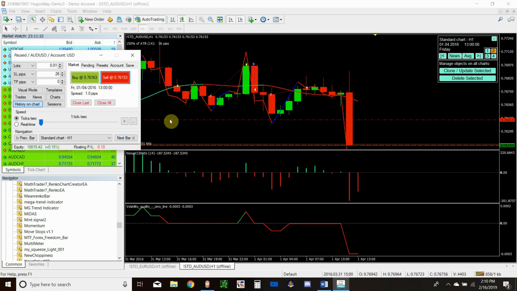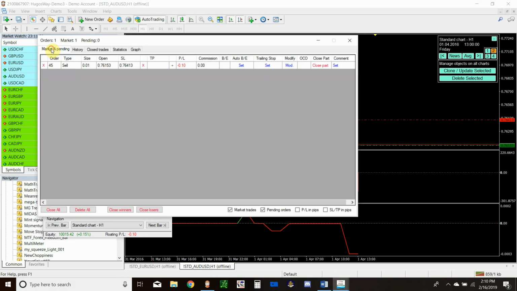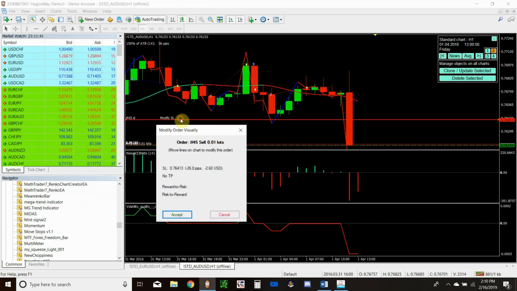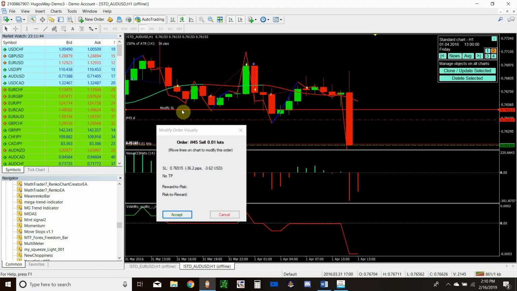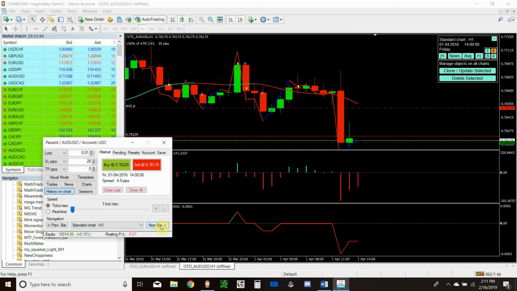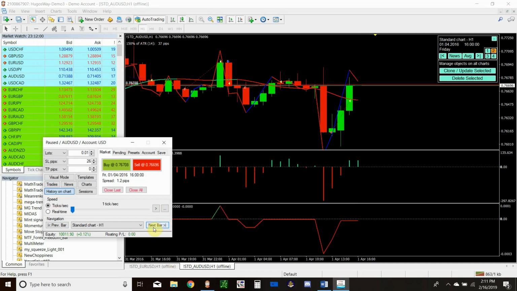Oh, I didn't set that high enough. Okay, so if you messed up on your stop loss, you can actually go in here to trades and modify. Okay, it gives us a visual so we can drag our stop loss to 36 pips. Set. Stopped out.